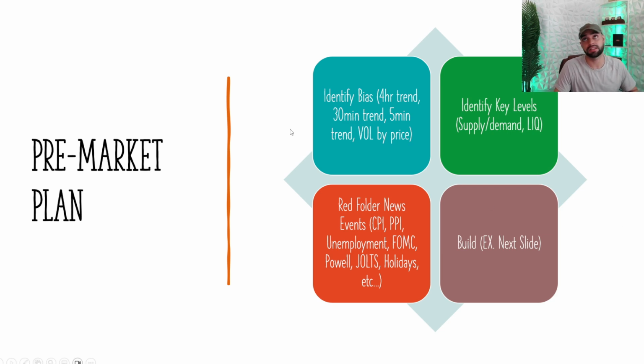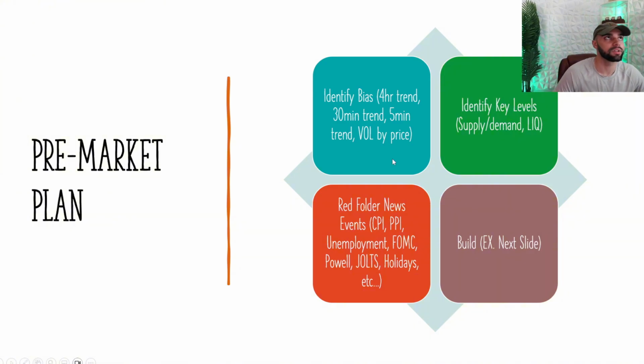So the first thing you have to do is identify the bias: 4-hour trend, 30-minute trend, 5-minute trend, and volume by price analysis. Identify key levels: supply, demand, and liquidity. Look for red folder news, right? CPI, PPI, unemployment, FOMC, Powell, JOLTS, holidays, anything. Look for those news. Trump's big right now. He's moving the market like crazy. So I have his schedule up and I have his tweets up every day I'm trading, just in case something big happens that can send the market going crazy, which it has been doing recently.